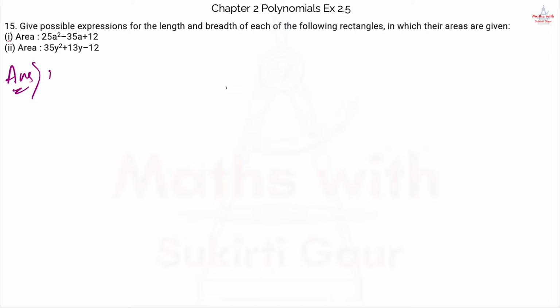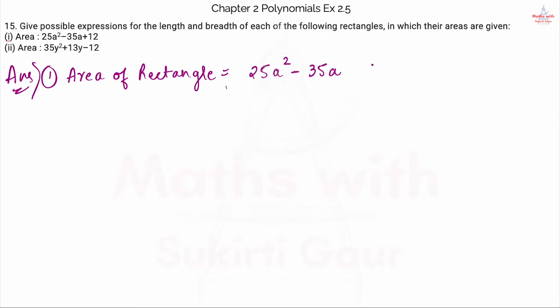So we have been given two parts in this. First one is the area of a rectangle, which is given to you in the form of a polynomial: 25a square minus 35a plus 12, right? So if we think about the area of a rectangle, what have you all learned till now? Area of a rectangle in terms of its length and breadth is what? L into B, right? Length into breadth.